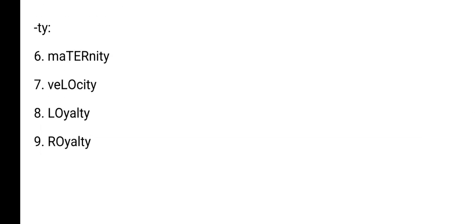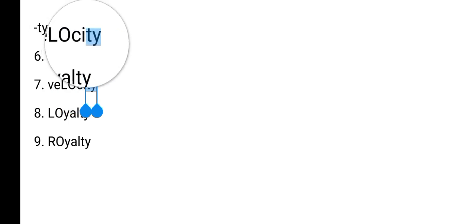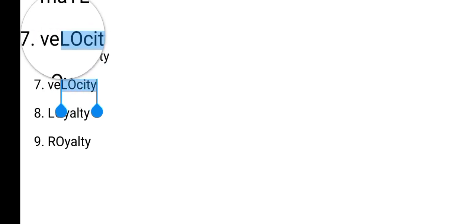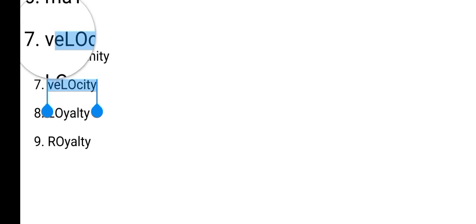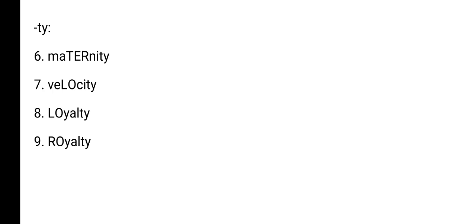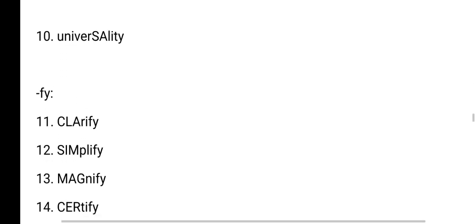TY: maternity, velocity, third to last too. If you check velocity, look at the last syllable, T. Look at second to last, C. Third to last, law. Then the fourth to last is ve. Okay, velocity, loyalty, royalty.